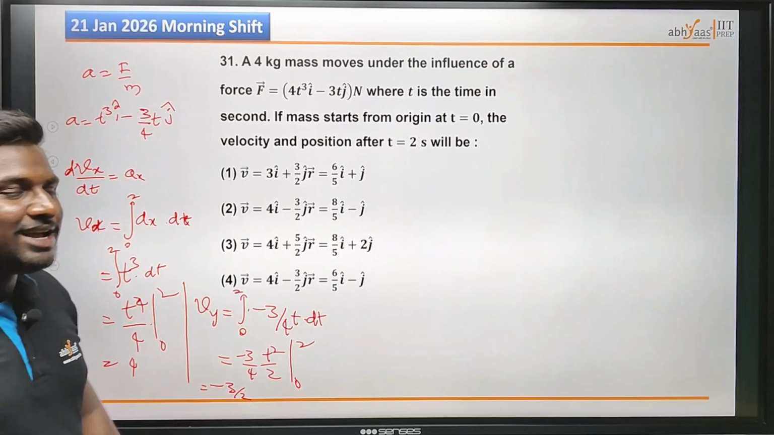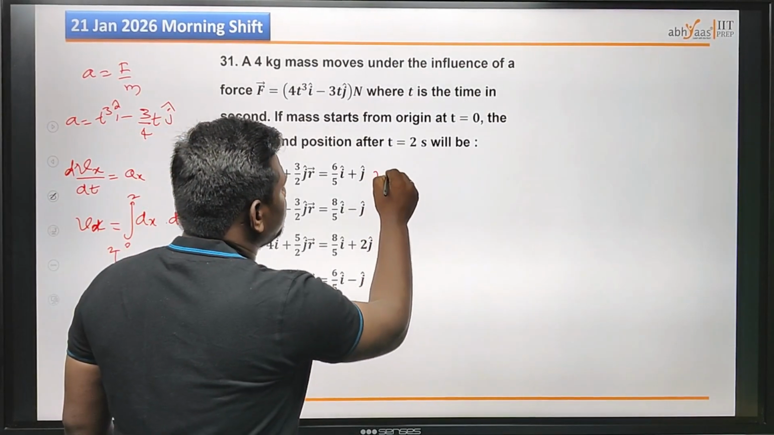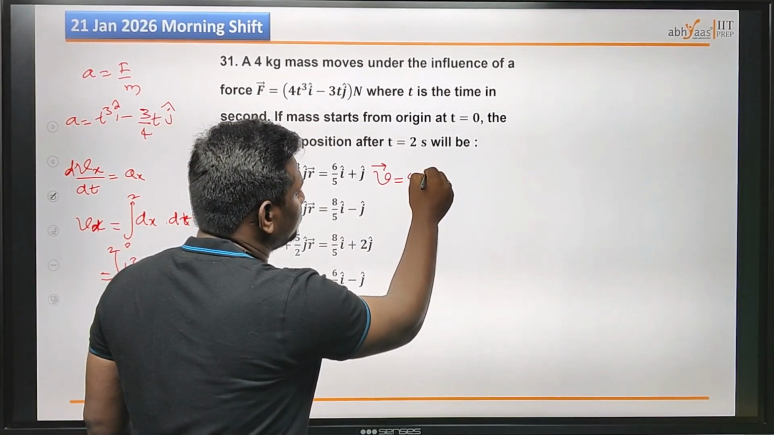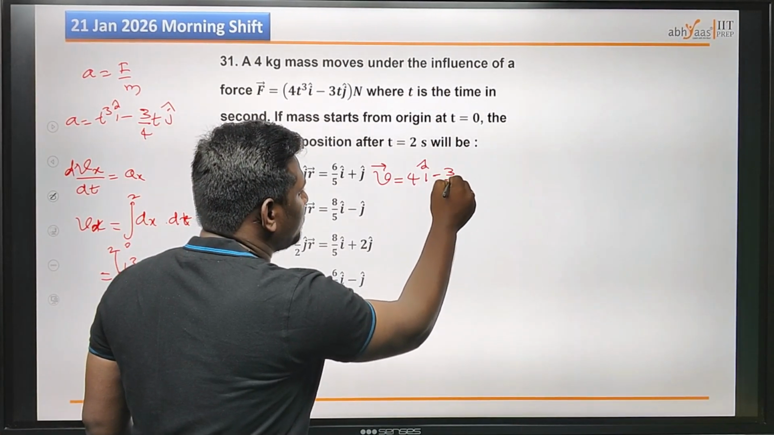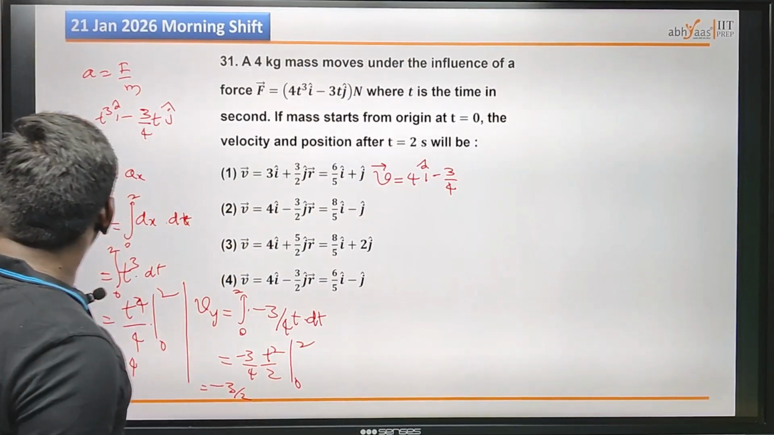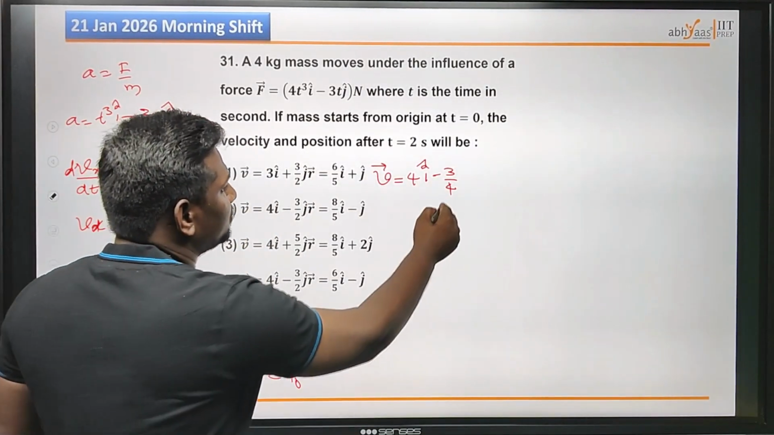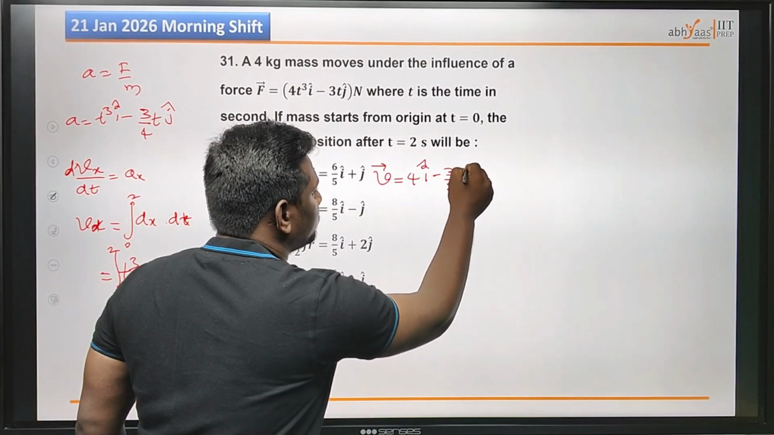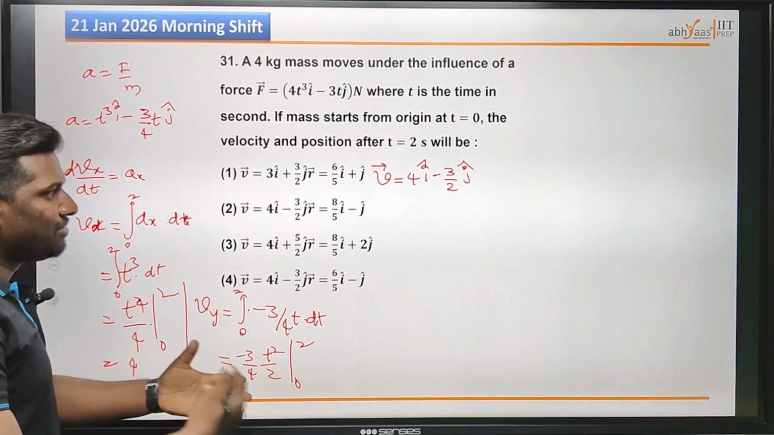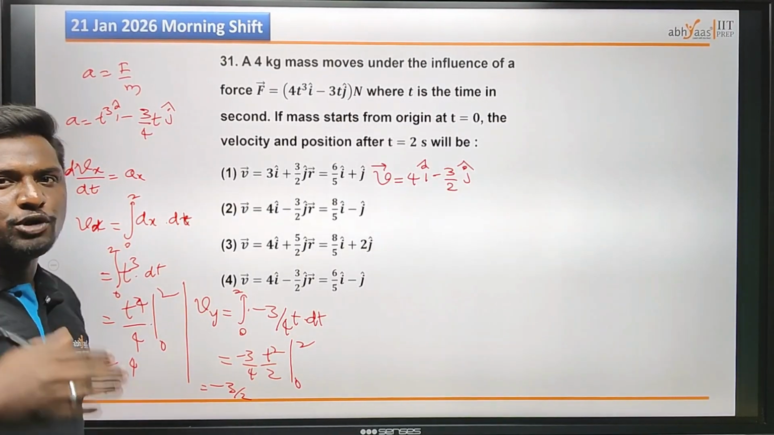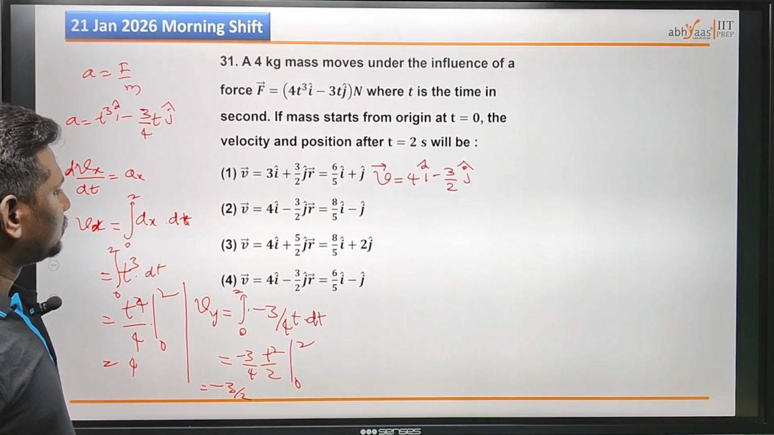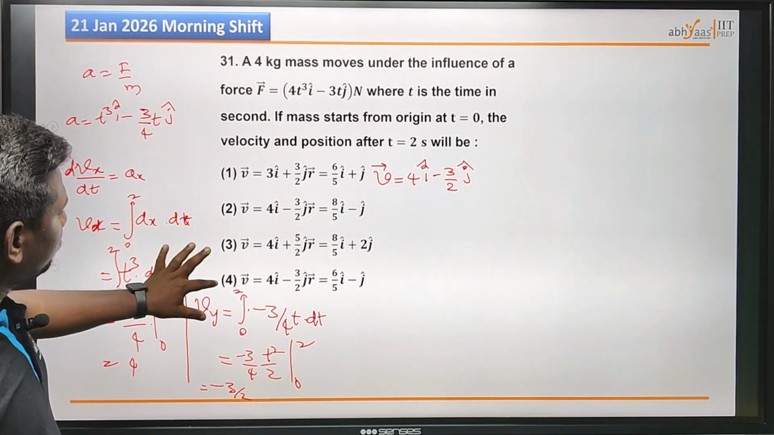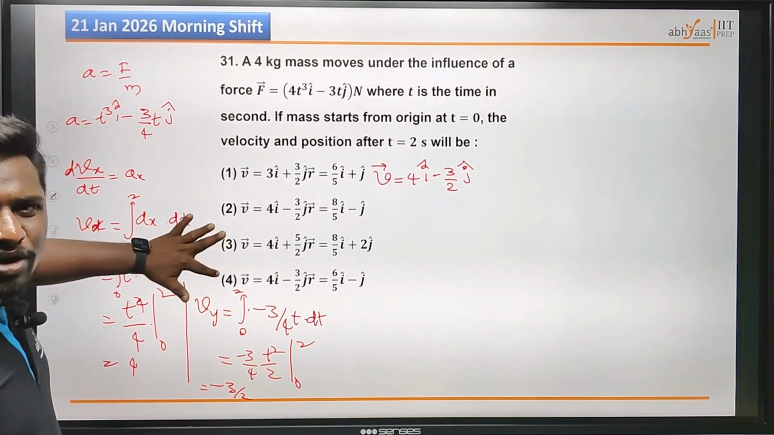So what is the final velocity? The final velocity can be written as 4 i cap minus 3 by 2 j cap. Similarly, we are going to discuss the position. We have two options here, options 2 and 4, so you have to eliminate between 2 and 4.